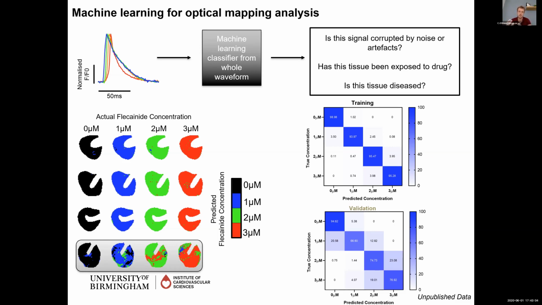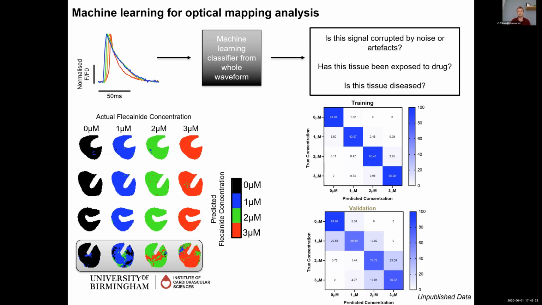responses from our machine learning algorithm, automatically from the action potential waveform and no other information, picking out exactly how much flecainide this part of the tissue has been exposed to. Obviously, it's still very much work in progress, and others are also working in this area, but hopefully this shows you where machine learning may be able to advance optical mapping analysis in the future.